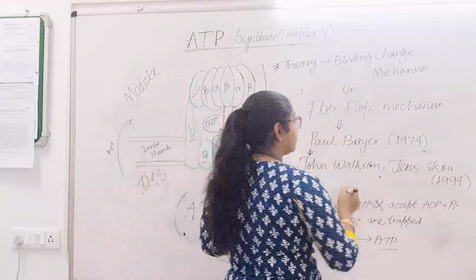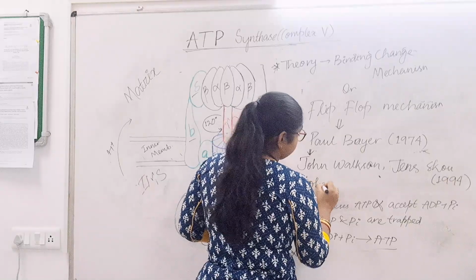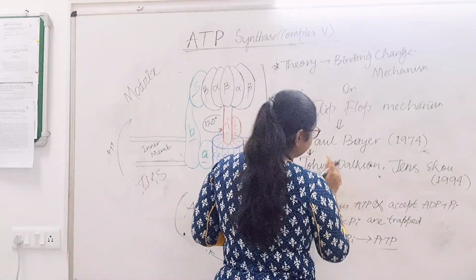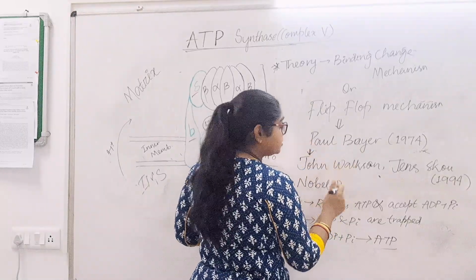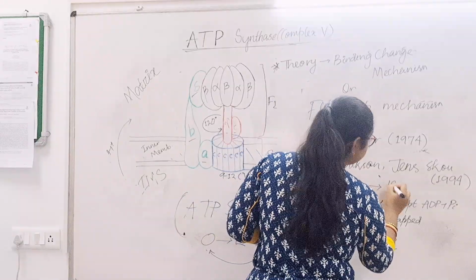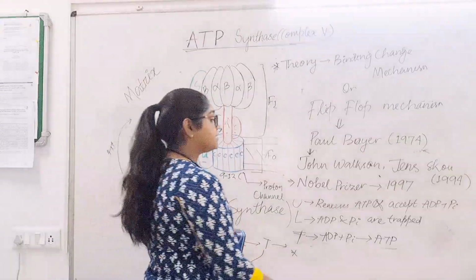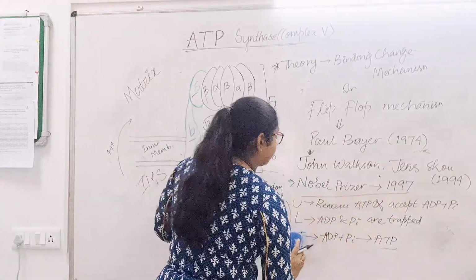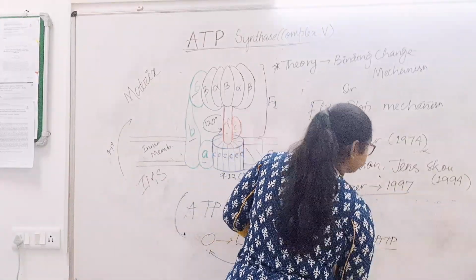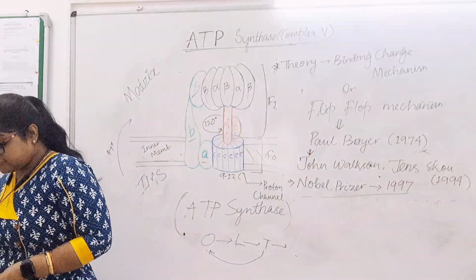That's why they shared the Nobel Prize. Paul Boyer, John Walker and James Coe shared the Nobel Prize in 1997. So this is all about ATP synthase.